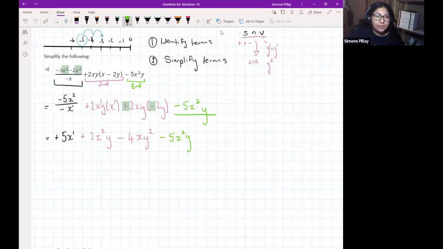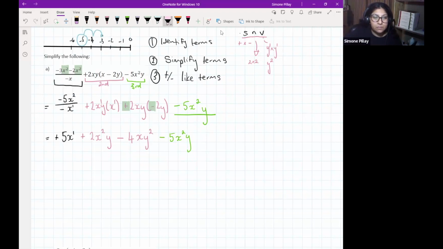Then next step. Now what do we do? So now we've simplified all of our terms, Rory-san. Now what do I do? Ma'am, I think we try to find the like terms. 100%. And that brings me to my third step. Once you simplify all of your terms, you want to add or subtract your like terms. Okay, Rory-san, tell me which ones are like terms now.